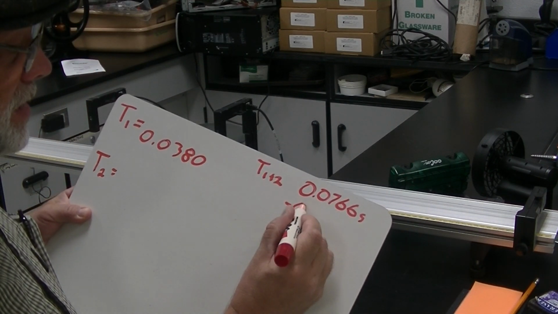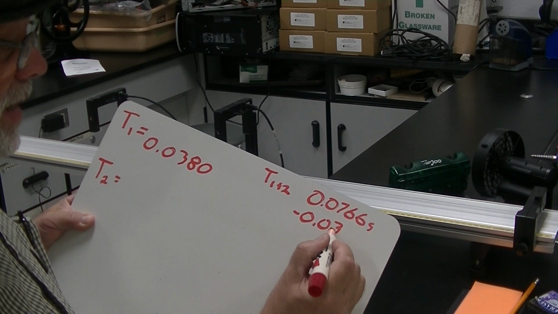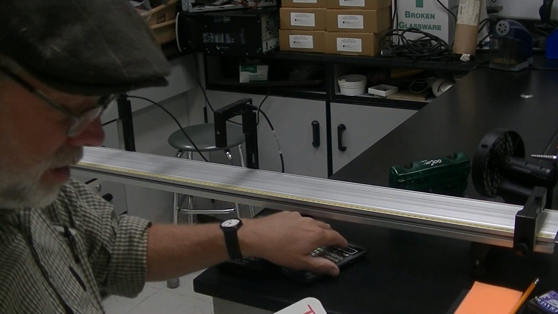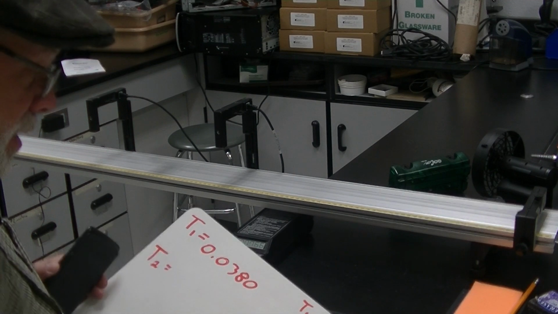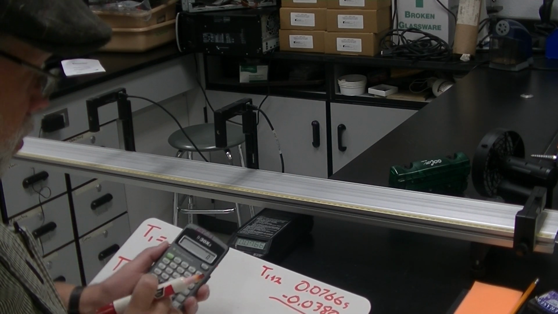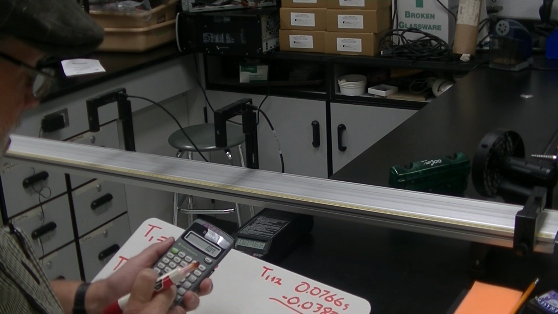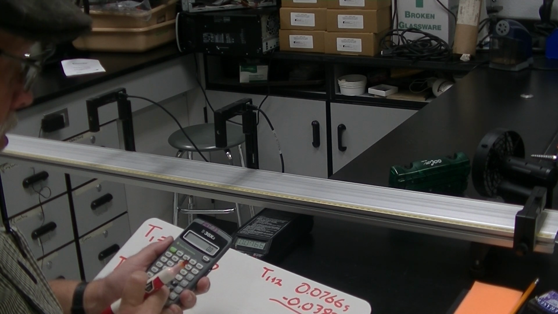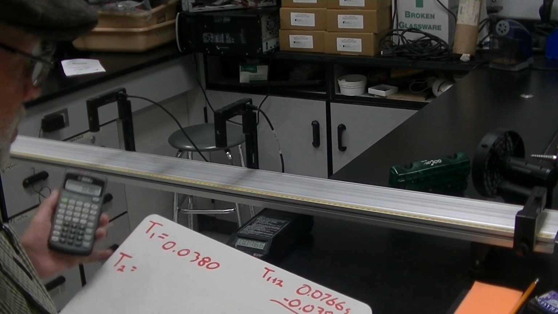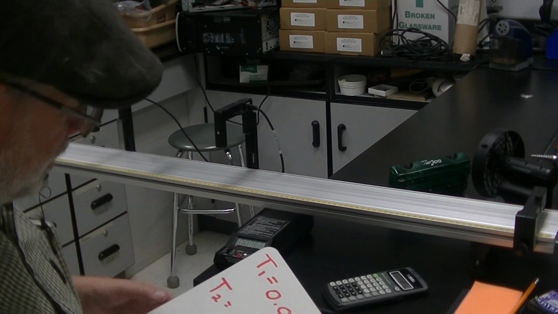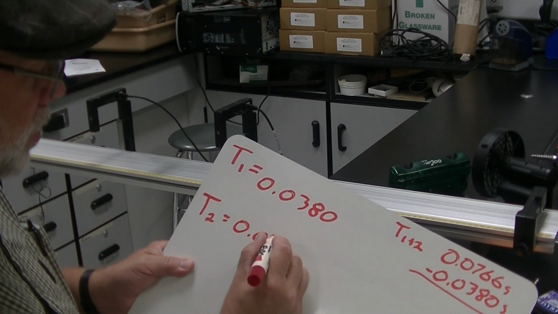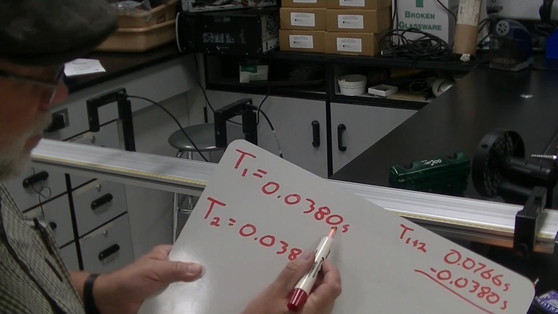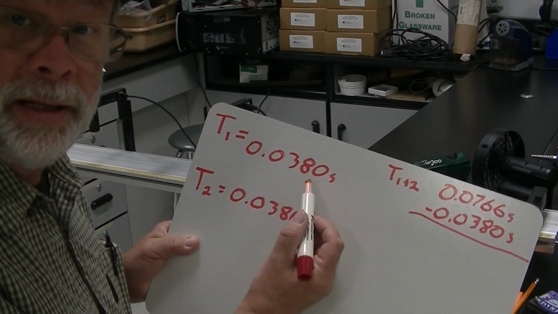So if I subtract 0.0380 seconds from that, I will get what the total time is on gate number 2. So some quick subtraction, 0.0766 minus 0.0380 equals 0.0386. Got to record them with seconds, all right? Again, keeping us from getting lost in the sauce.